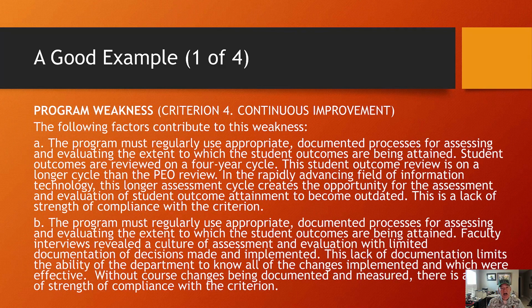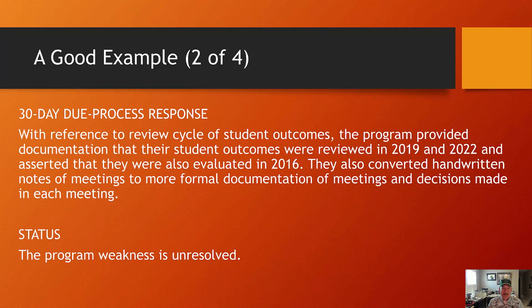All right. I'm not going to read all of this to you, but let's walk through a good example. And this is what the program weakness was prior to receiving the due process response. And so pause the video. I know it's a lot to read, but read it, and then let's go on. And this is what, as a team chair, I would type in. So in the 30-day due process response, you're listing what the institution did.